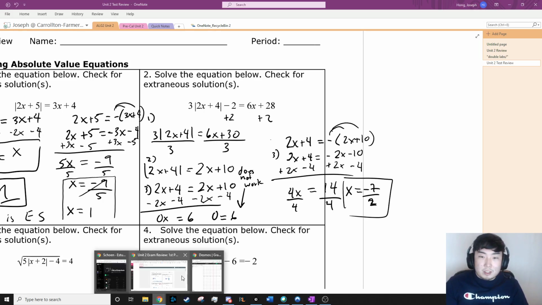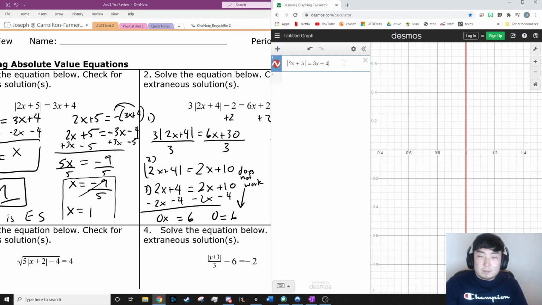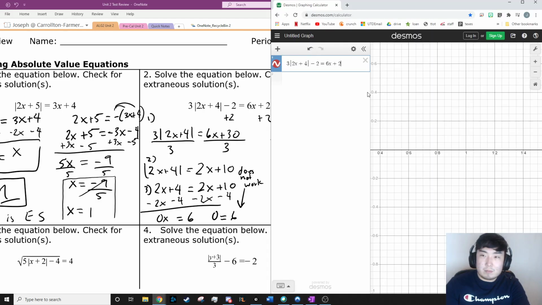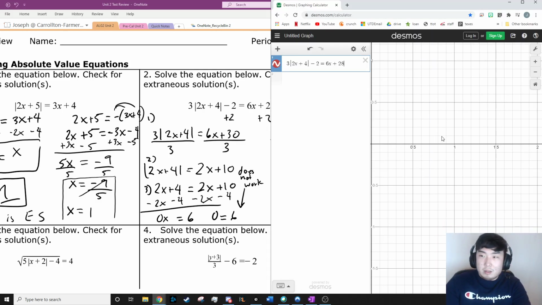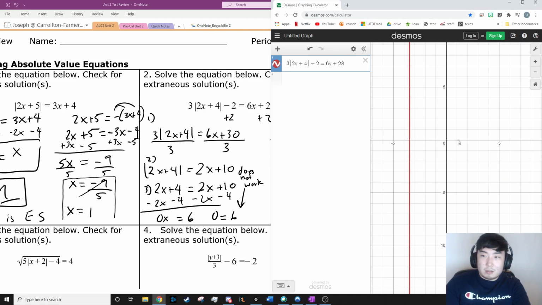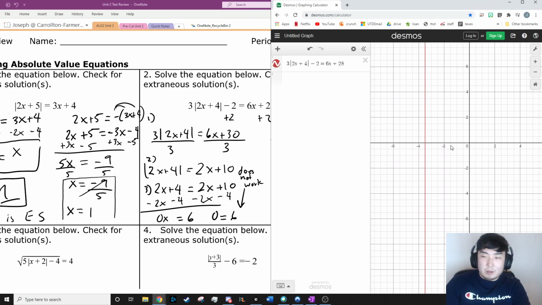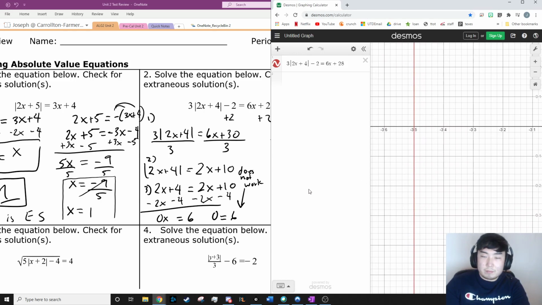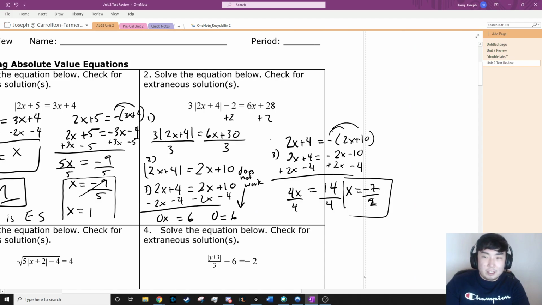So if I put this all into Desmos, 3 times absolute value of 2x plus 4 minus 2 is equal to 6x plus 2. Alright, 28. Let's take a look. Where is that? My solution is right here, negative 3.5. Negative 3.5 is negative 7 over 2.